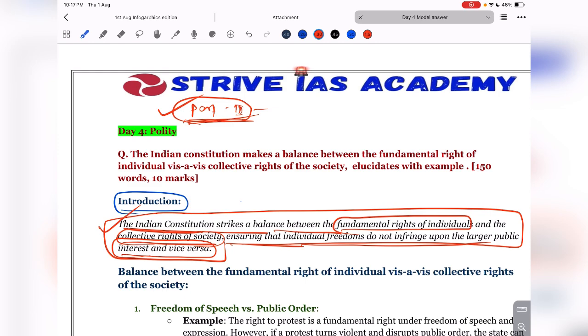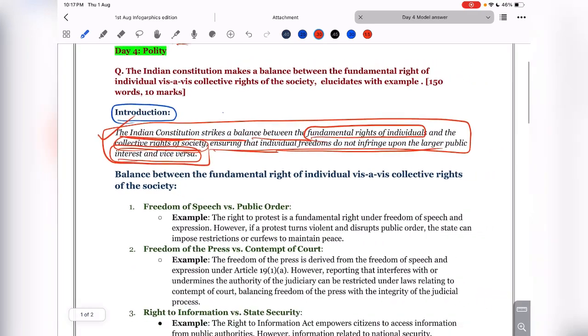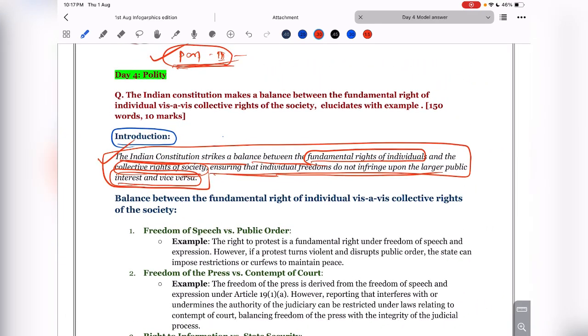ठीक है, all these things. Then the question is asking about the balance between the fundamental right of the individual and the collective right of society. You need to explain this with an example. You need to discuss that though fundamental rights provide the rights of the individual, at the same time they also provide the collective right of the society.